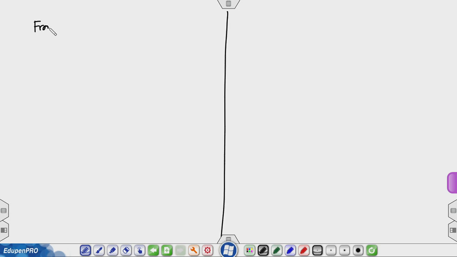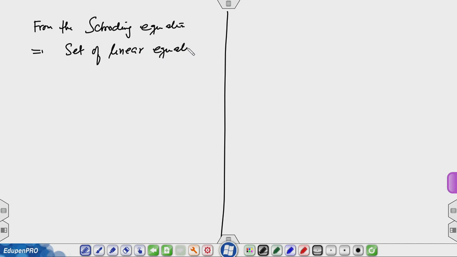So, what I am getting from the Schrodinger equation is a set of linear equations. And let me just write this once in the form of a matrix.